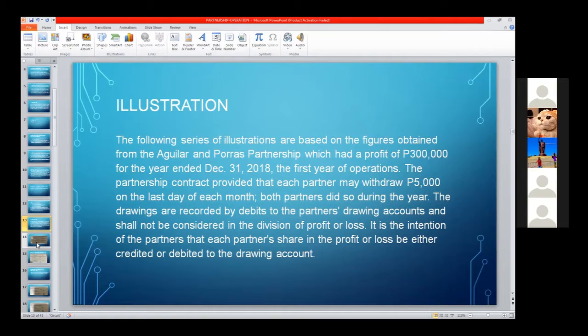The drawings are recorded by debits to the partners' drawing accounts and shall not be considered in the division of profit or loss. It is the intention of the partners that each partner's share in the profit or loss be either credited or debited to the drawing account. Next slide.